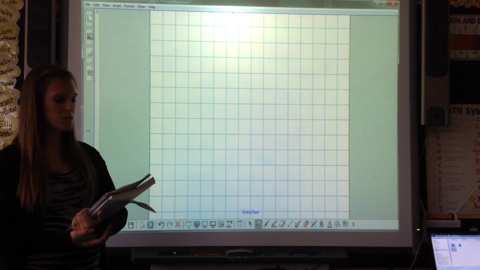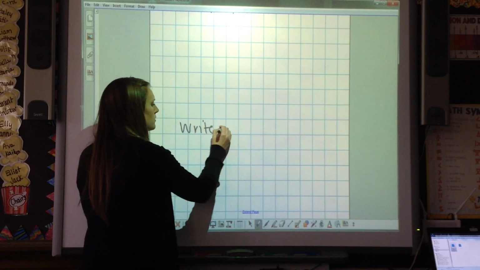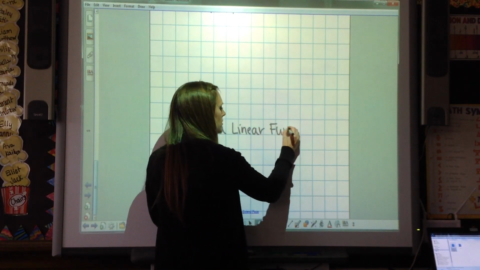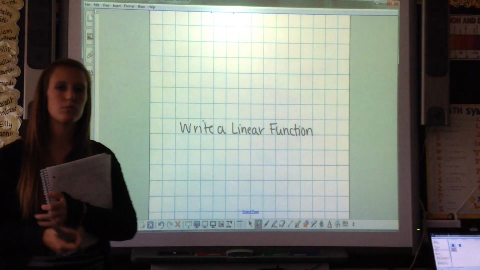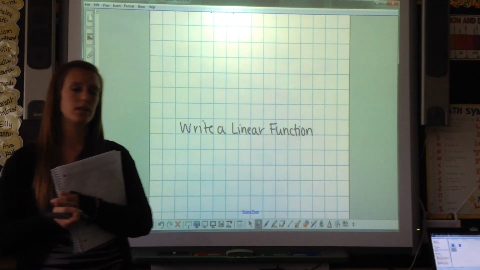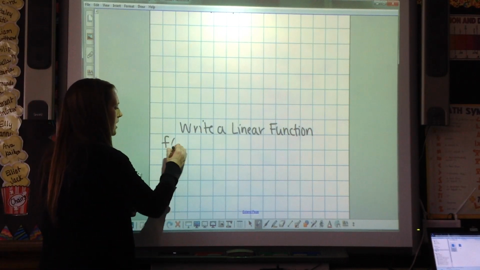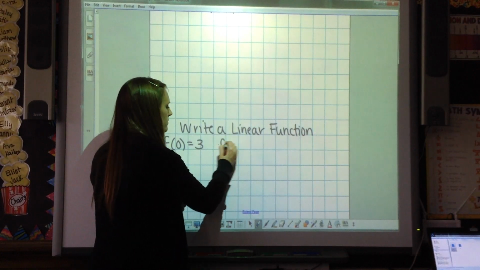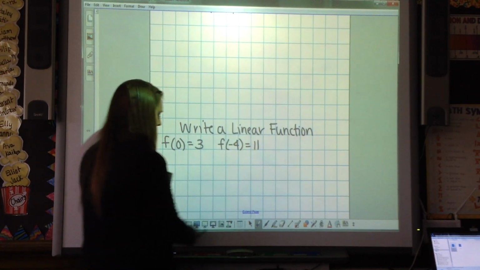Two more sections. This one is write a linear function. Think about what the difference between an equation and a function is. There really is no difference besides the way it's notated. Okay, so this time they give us an f of 0 equals 3 and f of negative 4 equals 11.